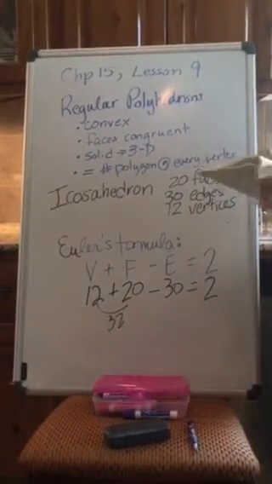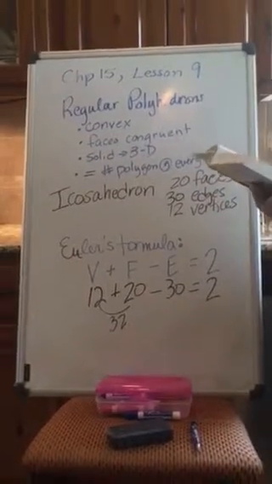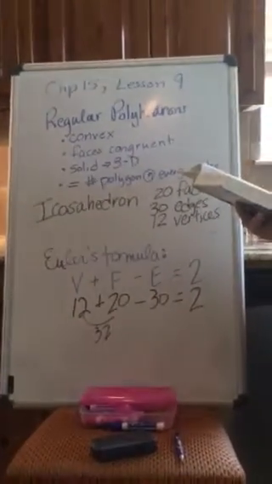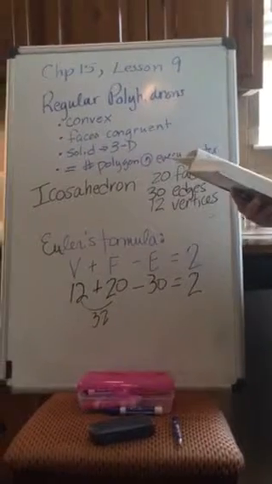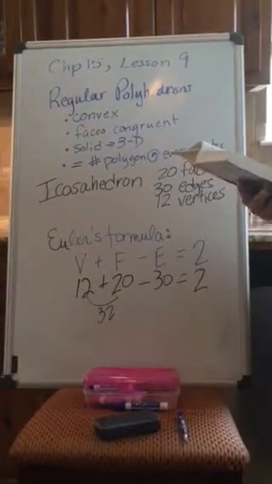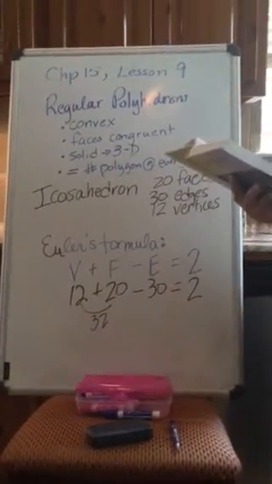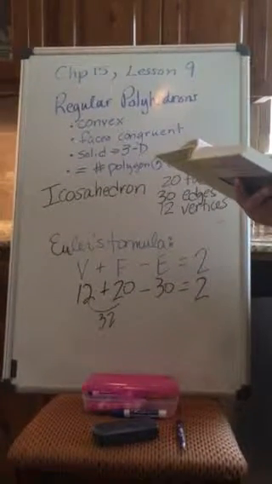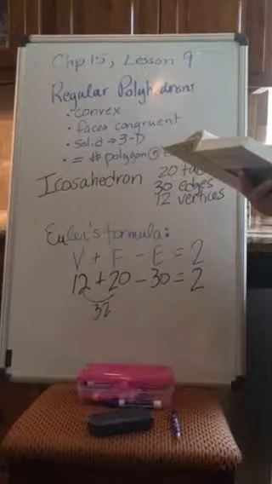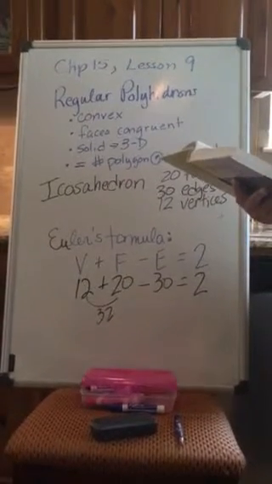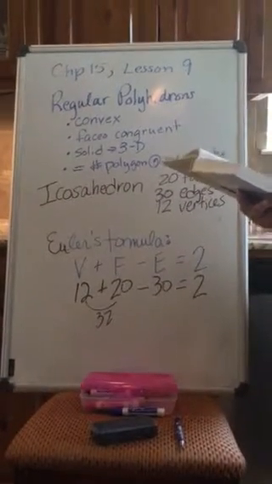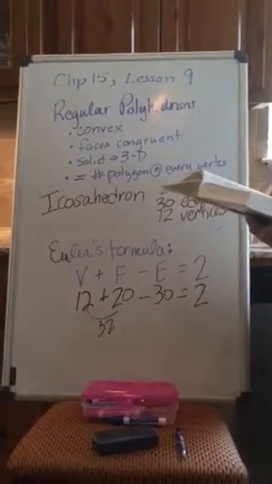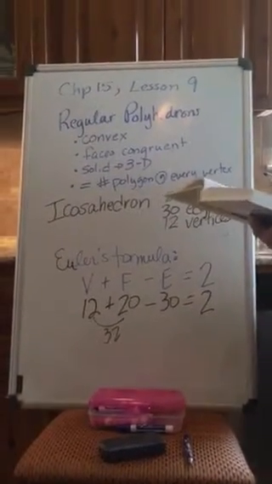And then there's the cube. We know what the cube is, right? How many faces on a cube? 6. Correct, okay? And another one on page 678 is the dodecahedron. A dodecahedron has 12 faces, okay?